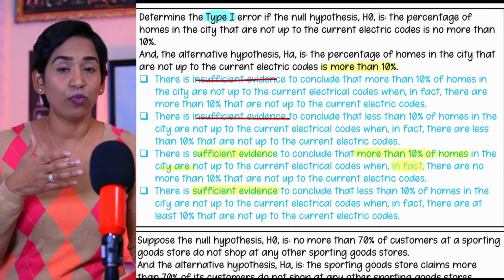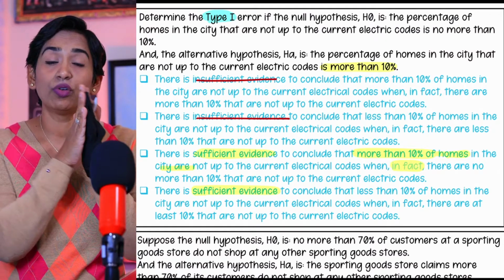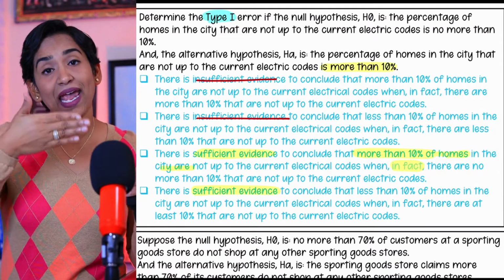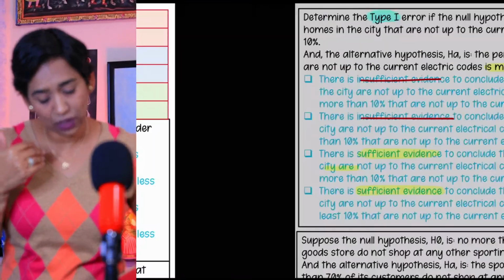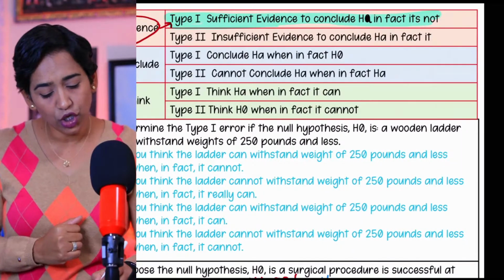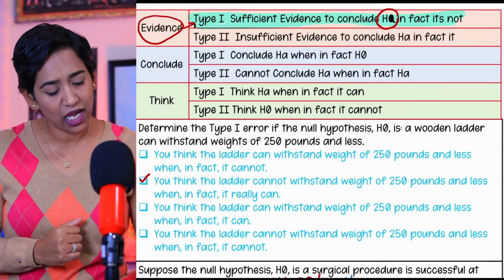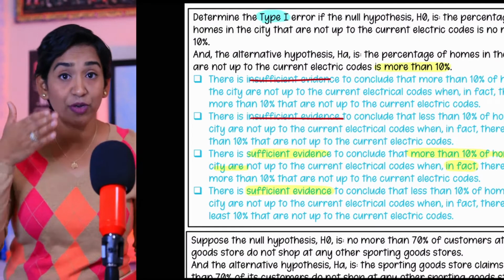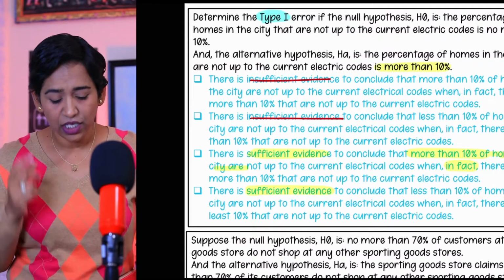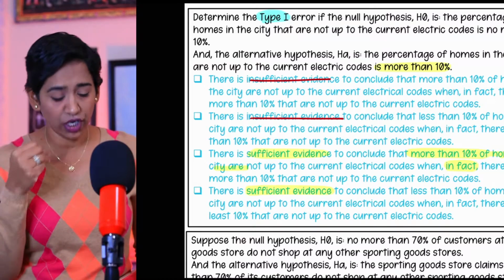Remember, type 1, H naught is true. You're concluding HA, where in fact H naught is true. So let's go back here. You are concluding HA, where in fact it's not true. So again, the verbiage is sufficient evidence. So my only two options are option 3 and 4.